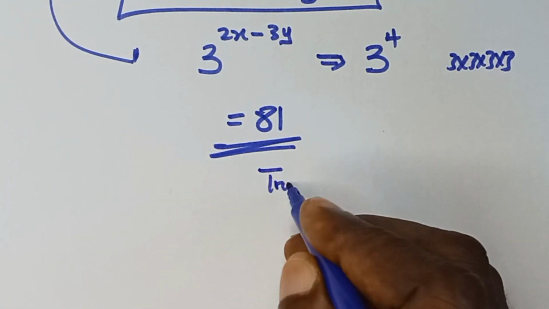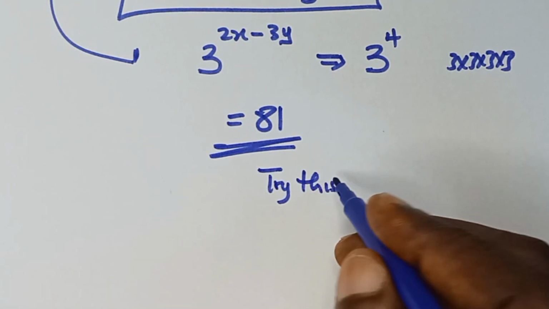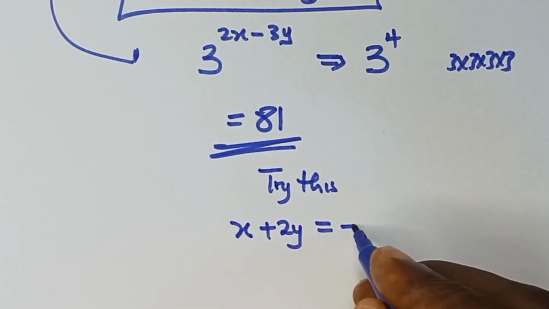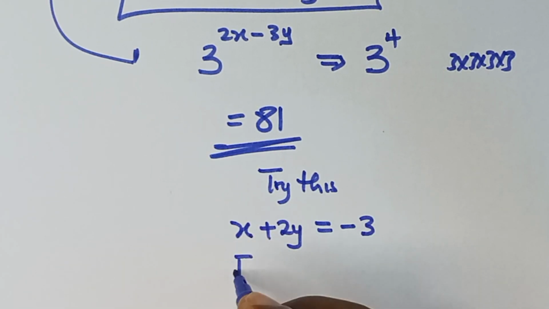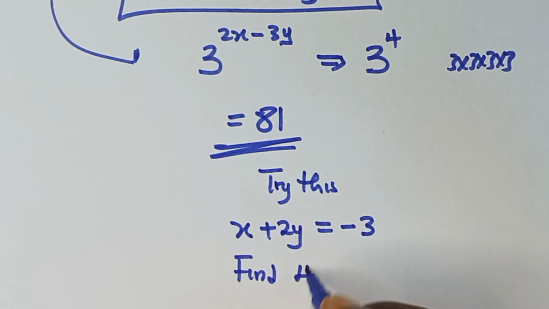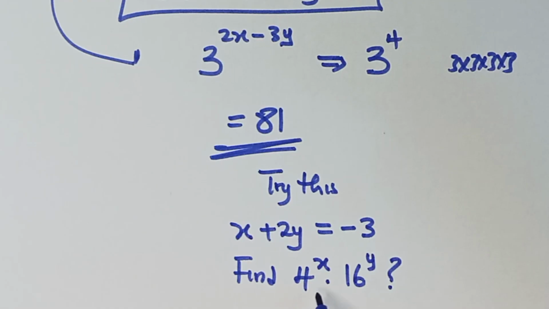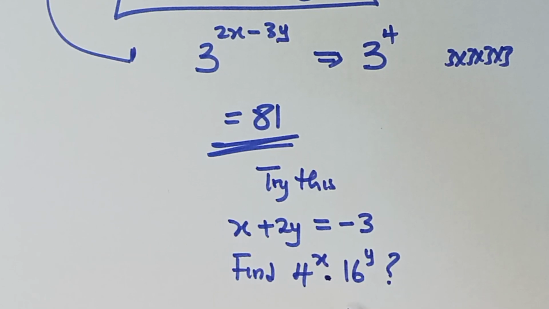Let's try this. We have x plus 2y equals minus 3. Then you should find what 4 raised to the power x multiplied by 16 raised to the power y is. Okay, find 4 raised to the power x multiplied by 16 raised to the power y. Okay, now let's write our answer under the comment section.